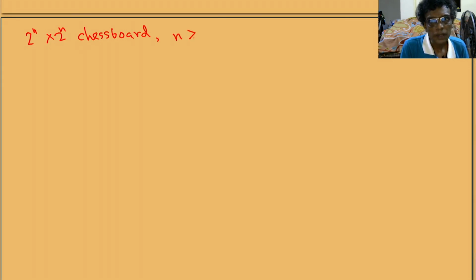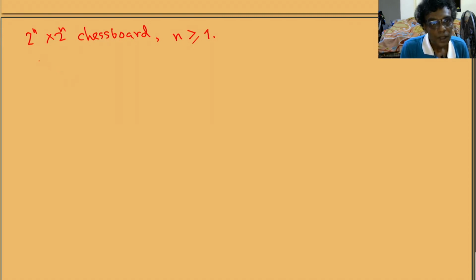And let us assume n is greater than or equal to 1. Of course, it makes sense even if I start from n equal to 0. But anyway, let's take n greater than or equal to 1. Now, even if I call it a chessboard, the colors of the cells do not matter. They may be all white, they may be all black, but I am simply thinking of a 2 power n by 2 power n grid. That people call it chessboard. Anyway, that's not an important issue.